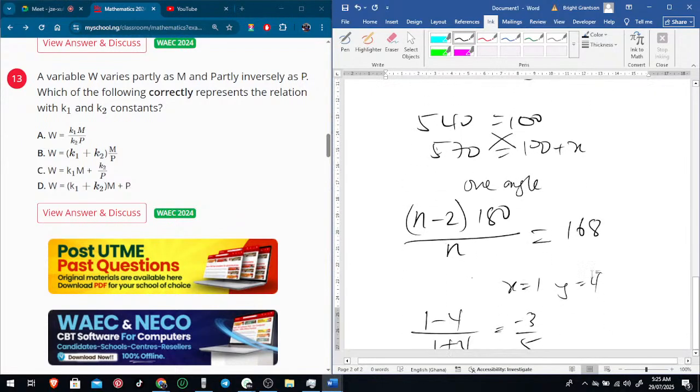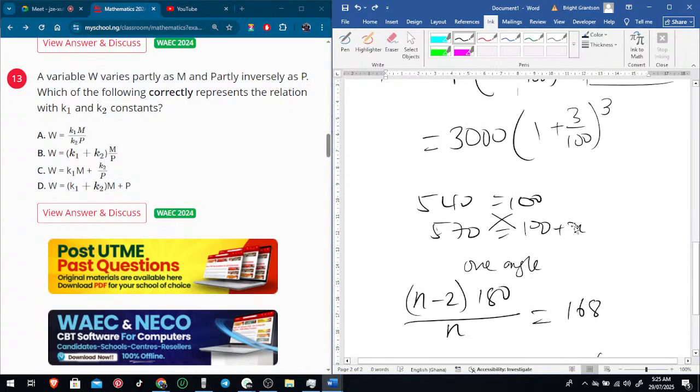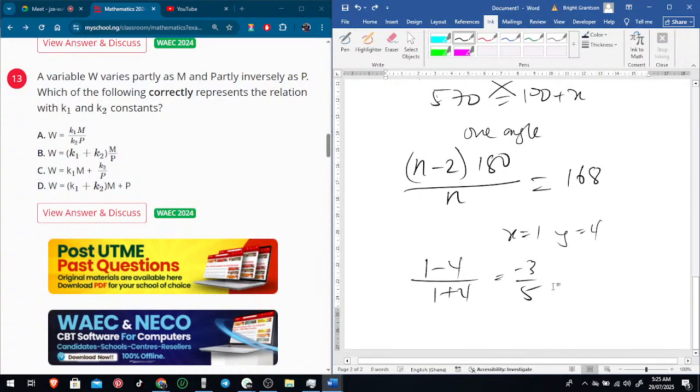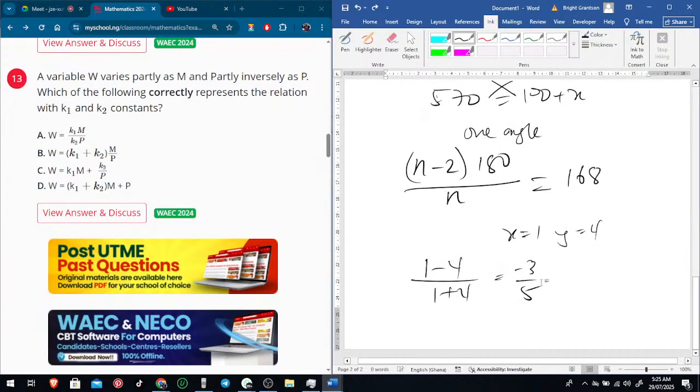So I'll be solving it as I'm working on the Microsoft Word. Microsoft Word, they use it very well.